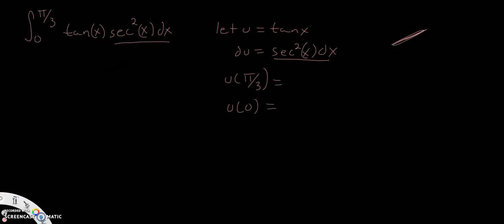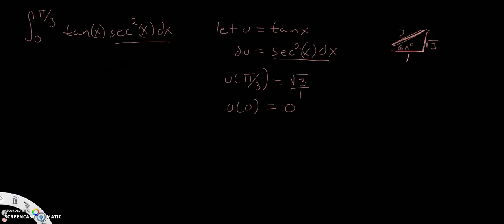So when you draw this, this is 60 degrees. Tangent stands for opposite over adjacent. So this is root 3, this is 1, this is 2. So root 3 over 1. Tangent of 0 is going to be 0 because that's sine over cosine.